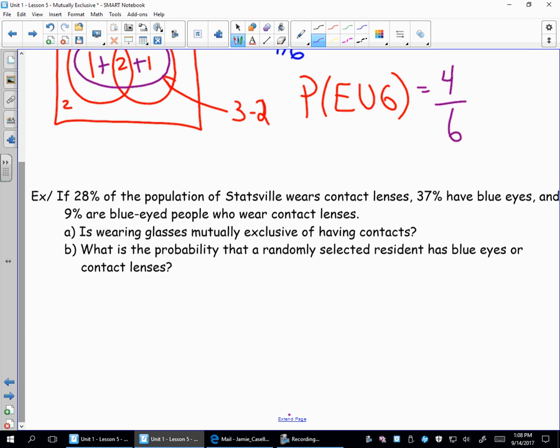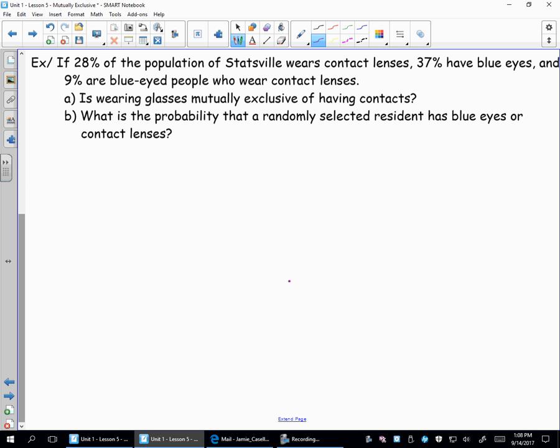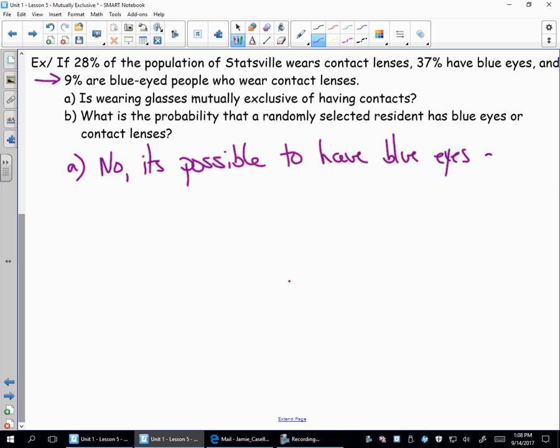28% of the population of Statsville wears contact lenses. 37% have blue eyes, and 9% are blue-eyed people who wear contact lenses. Is having blue eyes mutually exclusive of having contacts? In other words, is there an overlap? Well, up here it says there's 9% who are blue-eyed and wear contacts. So no, it's possible to have blue eyes and contacts. So if it's possible to do both, they're non-mutually exclusive. There is an overlap.